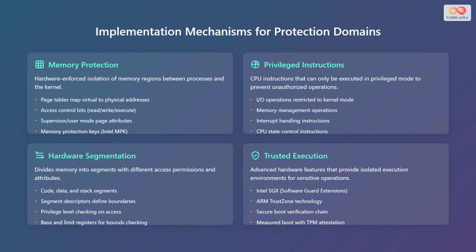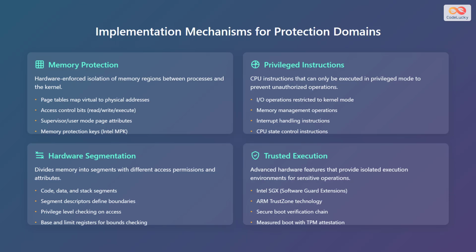Protection domains are implemented using a variety of hardware and software mechanisms. Let's discuss some of the key implementation mechanisms. First, memory protection. Memory protection provides hardware-enforced isolation of memory regions between processes and the kernel. It uses page tables to map virtual to physical addresses. It provides access control bits such as read, write, and execute, and it provides supervisor or user mode page attributes, as well as memory protection keys like Intel MPK.